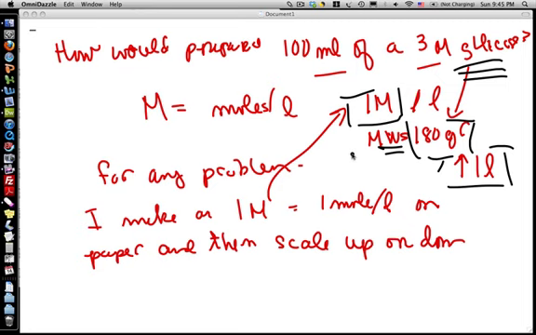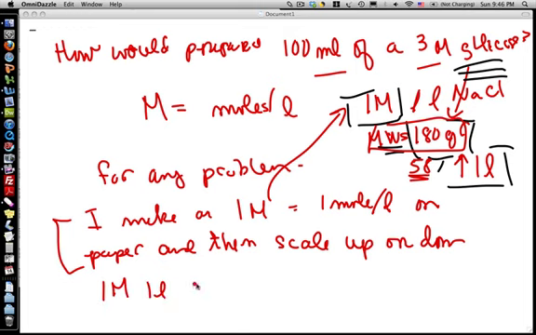So for some other substance, like say table salt, NaCl, the molecular weight is 58. So how would I make a 1 molar solution, 1 liter of sodium chloride? I weigh out 58 grams and dissolve it up into 1 liter. I always do that on paper, and then I scale up or down. So for this question, I would say, okay, to start out, I make a 1 molar, 1 liter solution. I dissolve 180 grams up into 1 liter. And then I say, oh, oops, you want 3 molar.